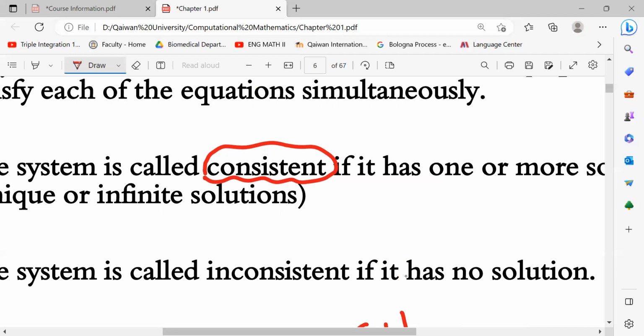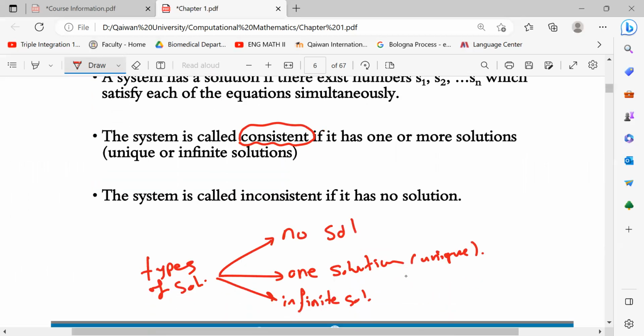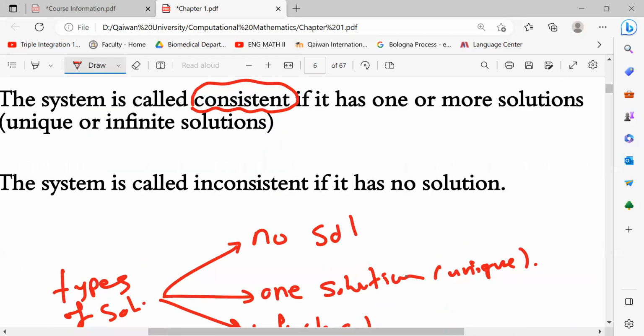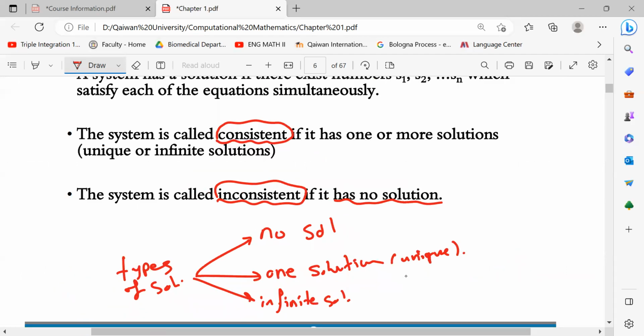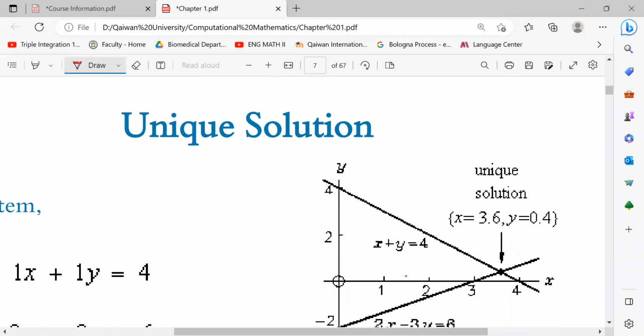We have three cases for solutions. We either have no solution or one solution or infinite solution. That means if we have solutions for the system, we say it is consistent. If we have no solutions, we say it's inconsistent. The system is inconsistent. Here we have unique solution. Infinite solution, that means we have more than one solution.